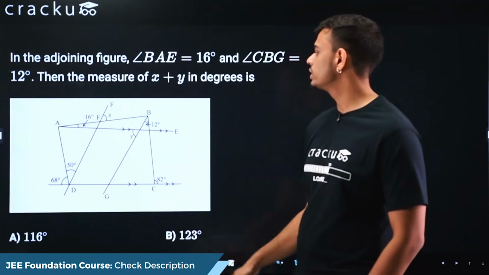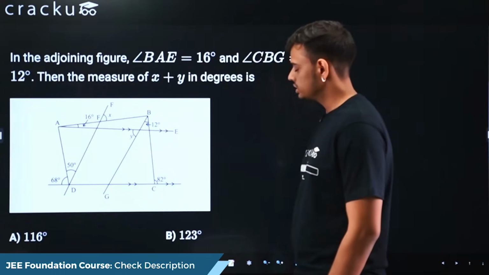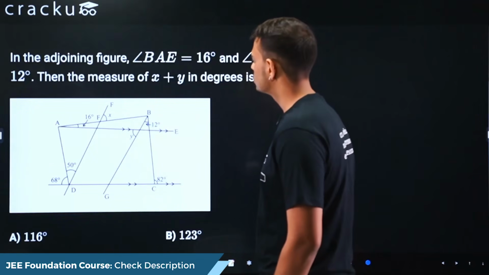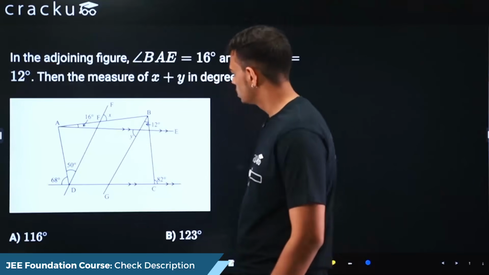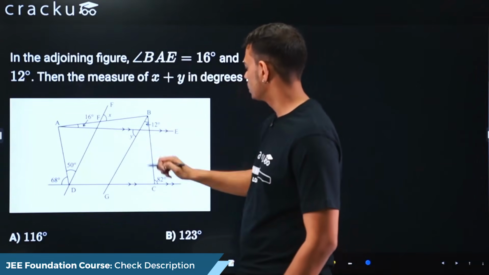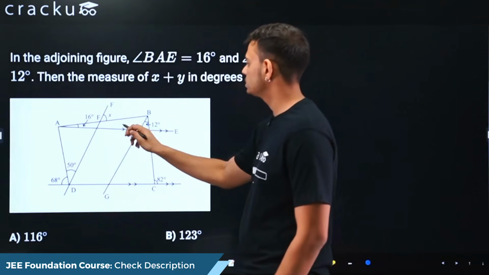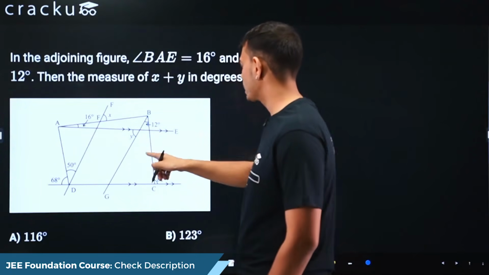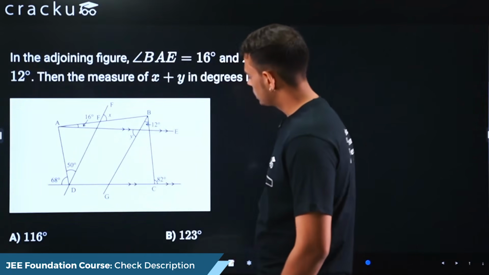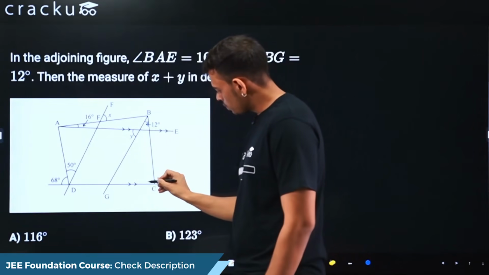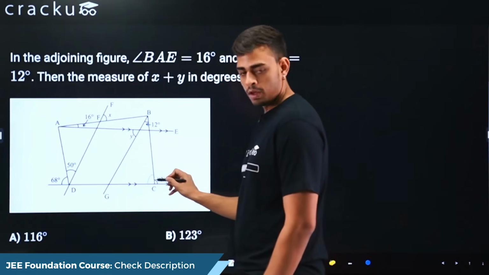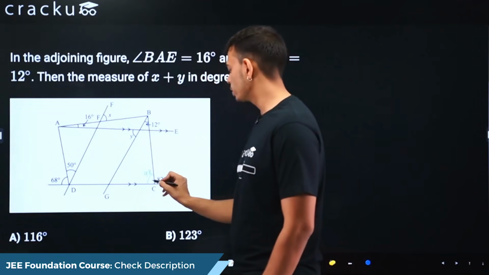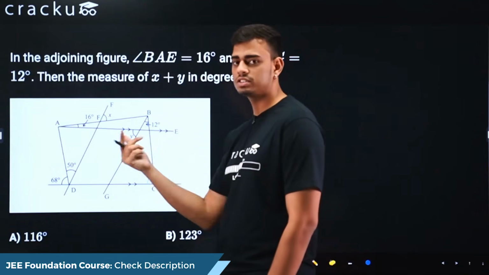So in this geometry question, we are given some figure consisting of a lot of parallel lines. We are given that BAE is equal to 16 degrees, CBG is 12 degrees, and we need the measure of x plus y. We see these arrows: AE is parallel to DC. This is 82 degrees. What will this be? 180 minus 82 is 98 degrees, because these two angles should sum up to 180 as they are on a straight line.